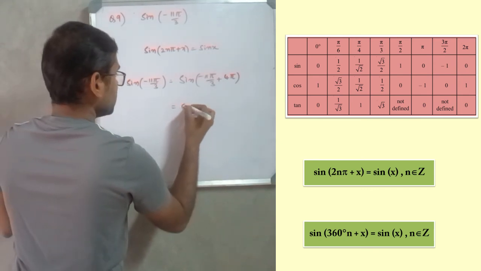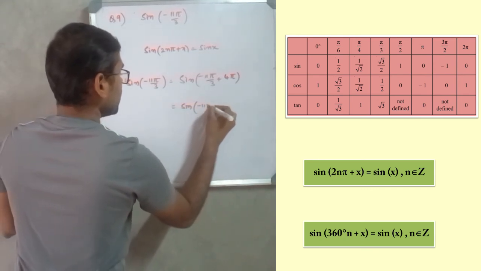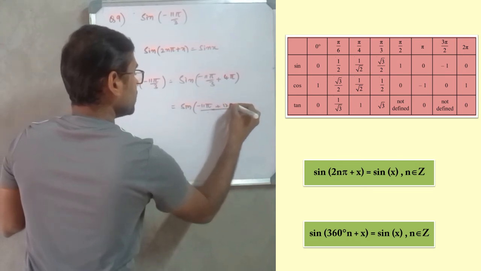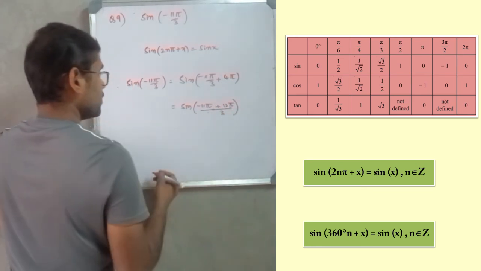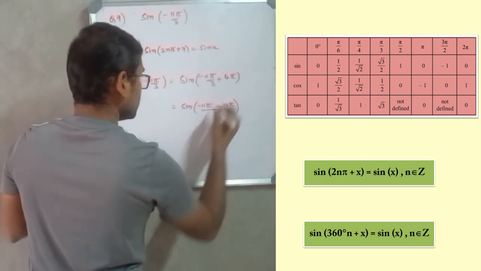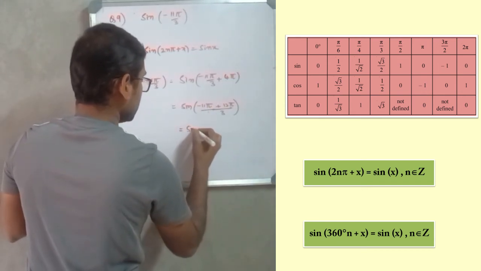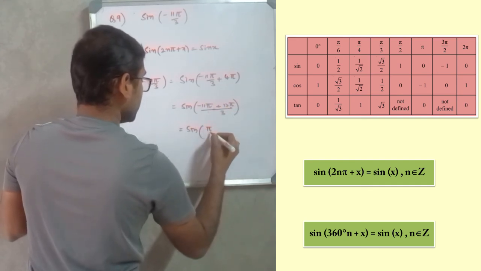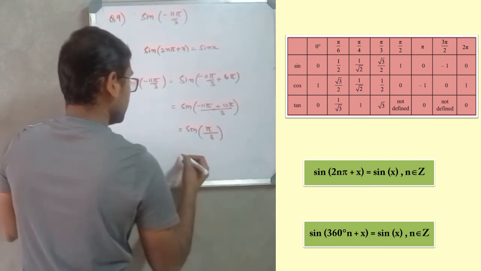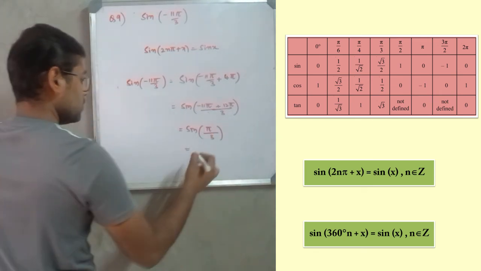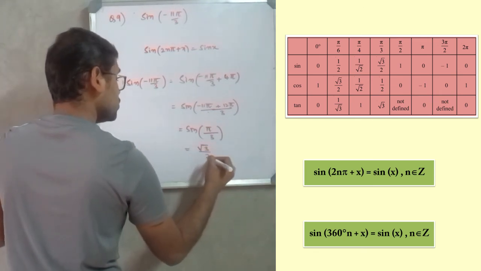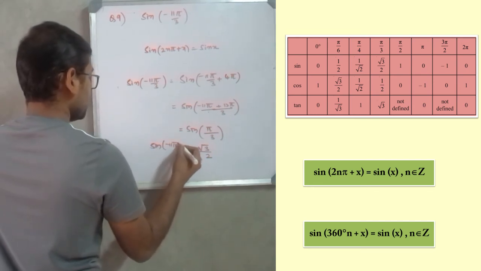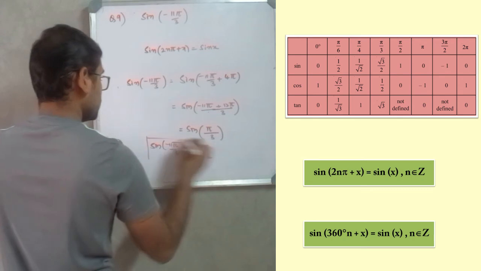In that case this will be sine of minus 11 pi plus 12 pi divided by 3. I have taken the LCM, this will be 12 pi. Minus 11 pi plus 12 pi will be plus 1 pi, so sine of pi by 3. We know the value of sine pi by 3 is root 3 by 2. So the value of sine minus 11 pi by 3 is equal to root 3 by 2.